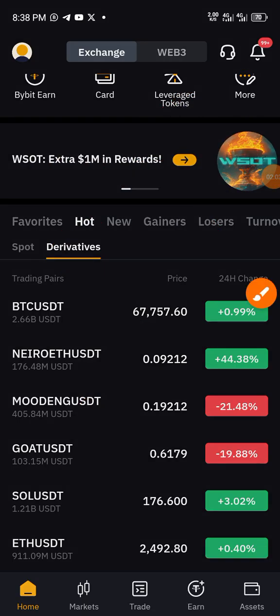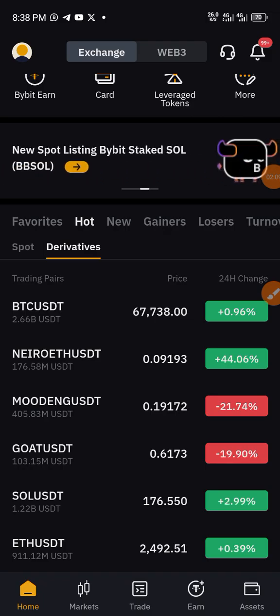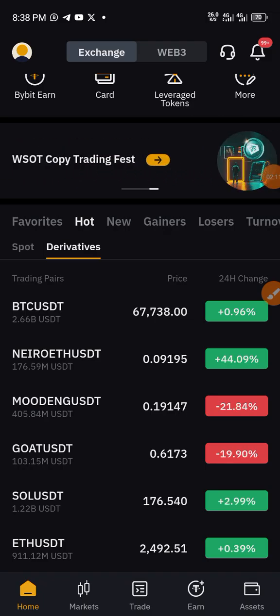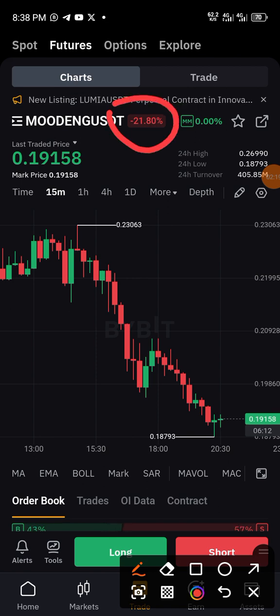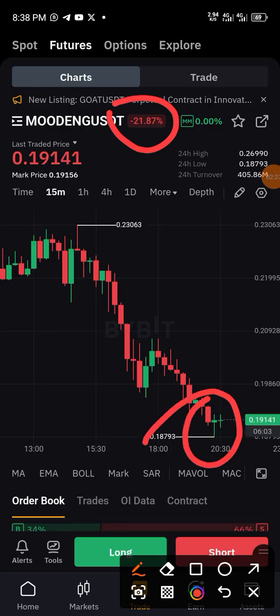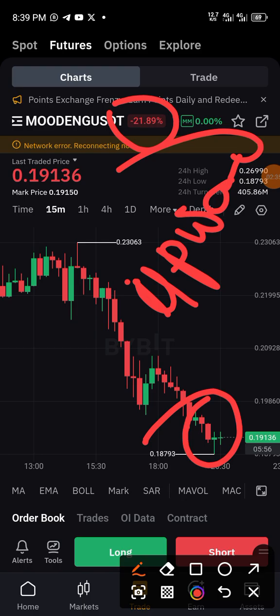Now, how do you go about it? Let me quickly check this Modin/USDT. It currently has a very high negativity, which is up to 20. So how do you make money from this now? You can simply come to this place to buy and predict your coin to go upwards. And if it definitely goes upward positively, then you will make a profit.